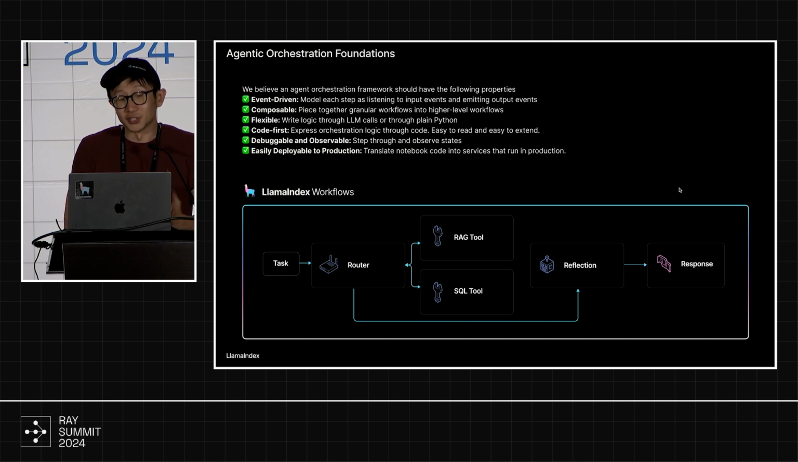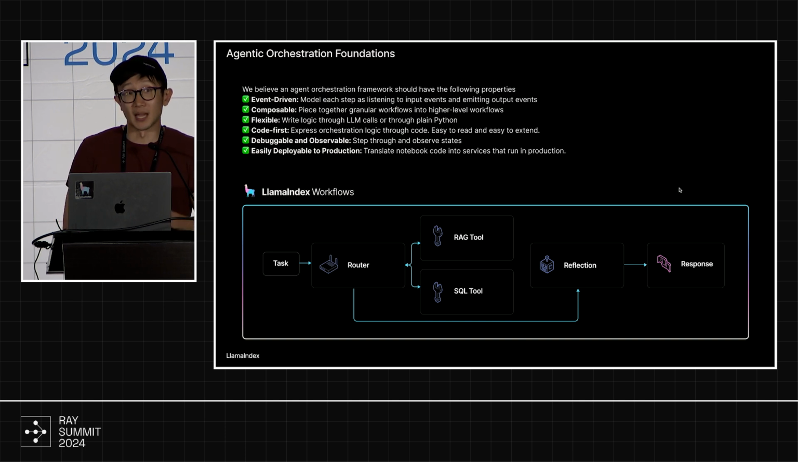And we think an agent orchestration framework should have the following properties. We want to enable you to define agents very simply, similar to a Python program: you just write a Python class with a set of different functions. So we're building almost a low-level orchestration framework that's event-driven and allows you to model every agent as a set of steps.